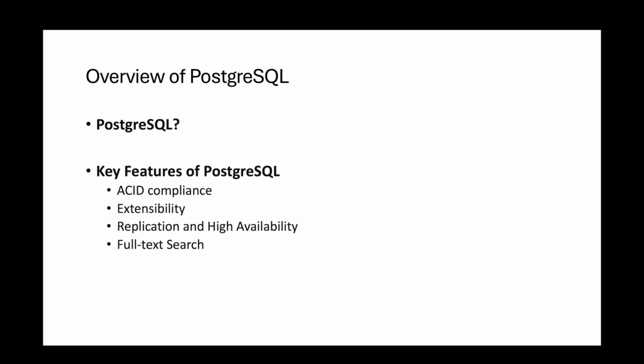Key features of PostgreSQL. ACID compliance. PostgreSQL ensures data integrity and consistency by supporting ACID (atomicity, consistency, isolation, durability) transactions. Extensibility. PostgreSQL allows developers to extend its functionality using custom functions, data types, and procedural languages. Replication and high availability. PostgreSQL supports various replication methods for creating standby servers and achieving high availability. Full text search.